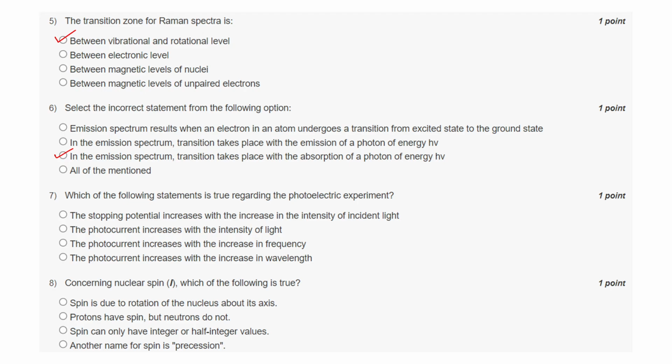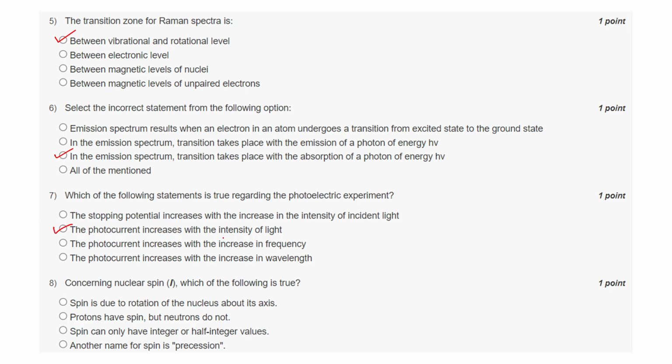But you see, what will happen if you increase the intensity of light? Intensity of light doesn't increase the energy, but it increases the number of emitted electrons, right? It will increase the emitting electrons. So the photocurrent will increase due to the increase in the intensity of light.